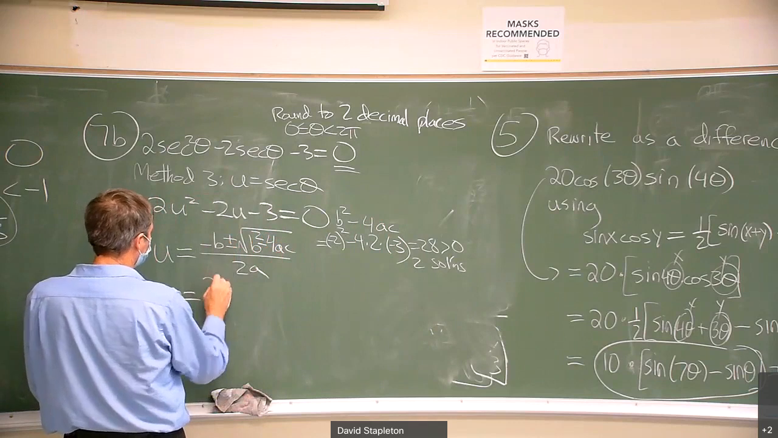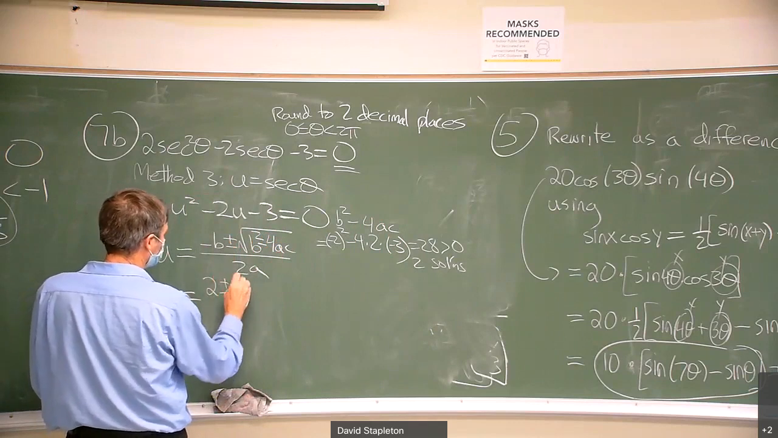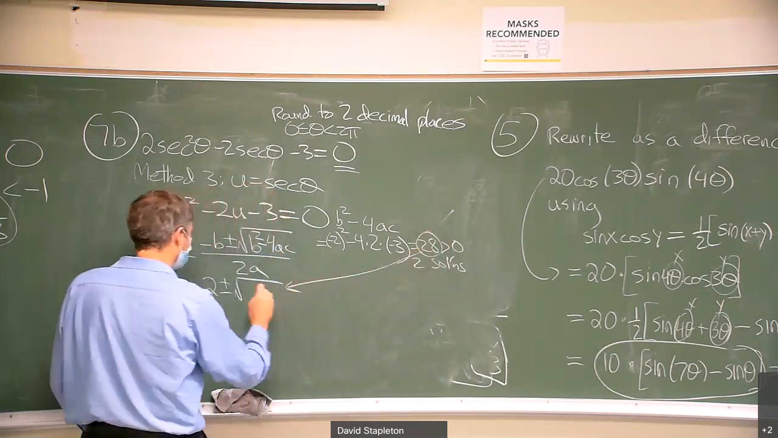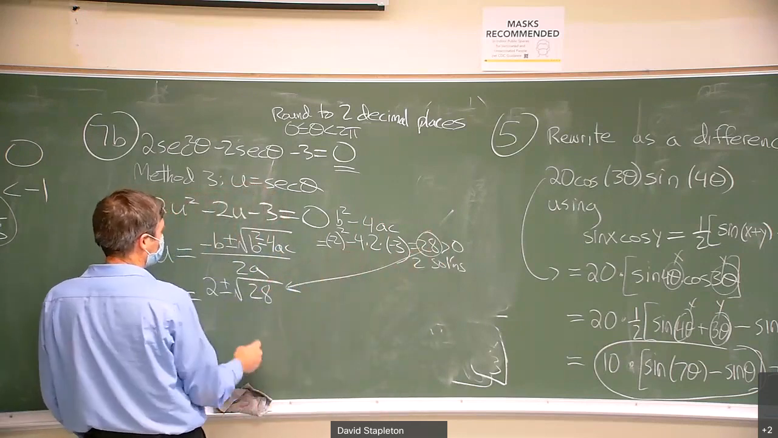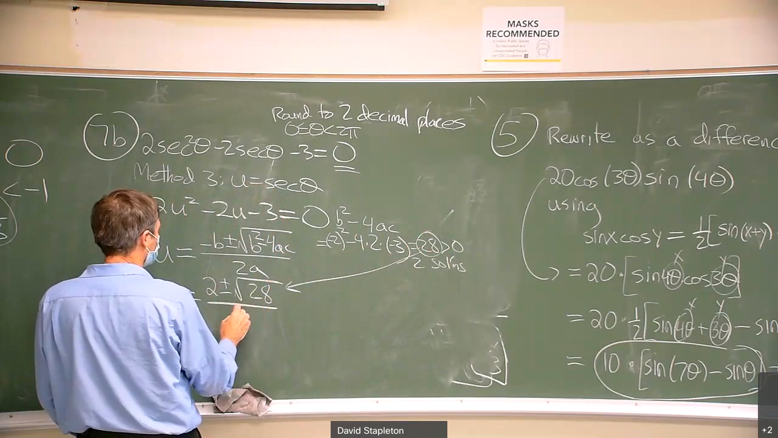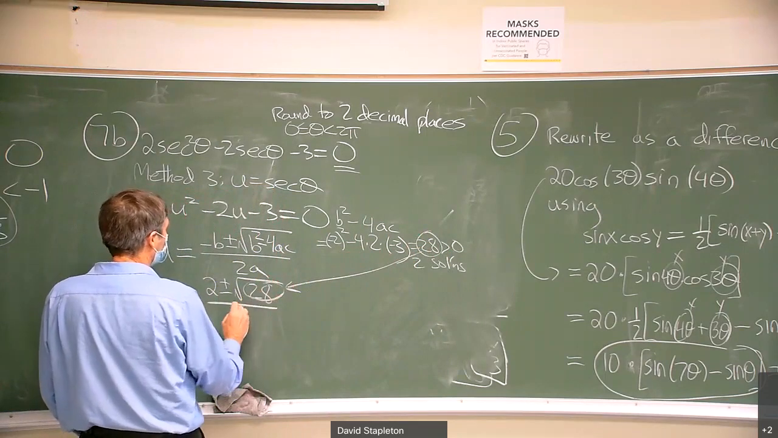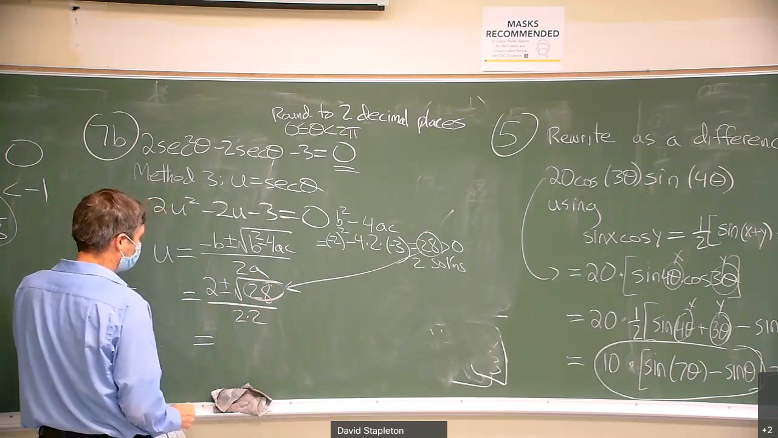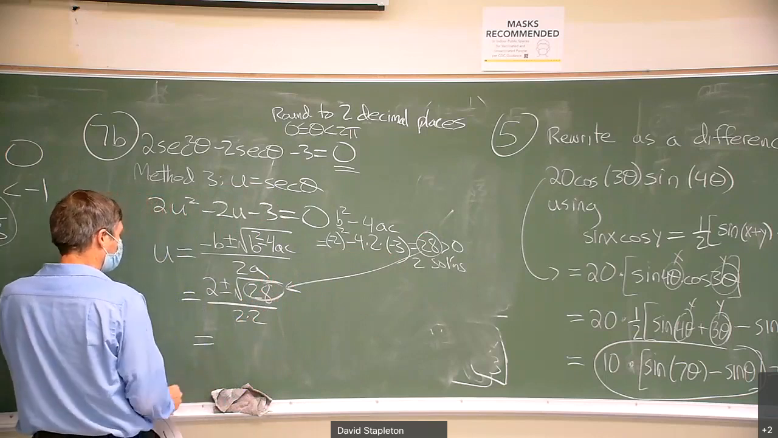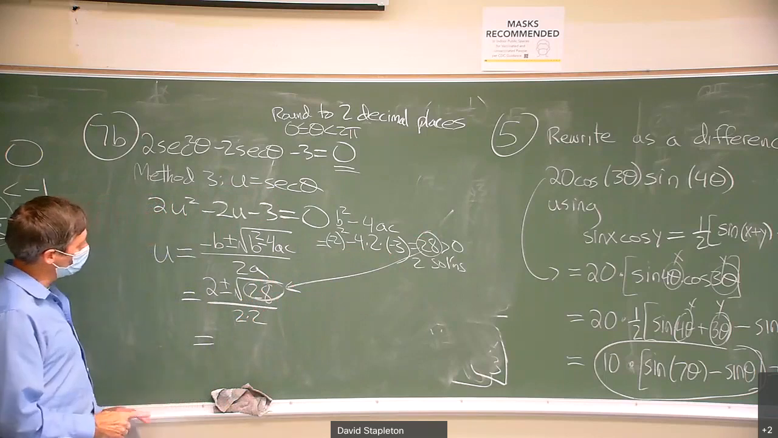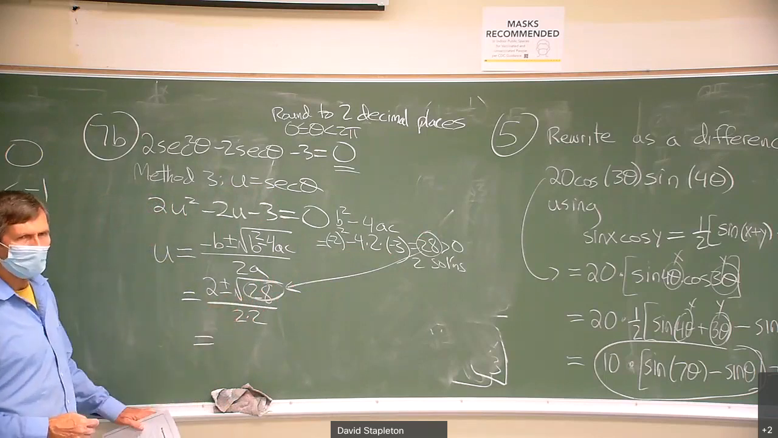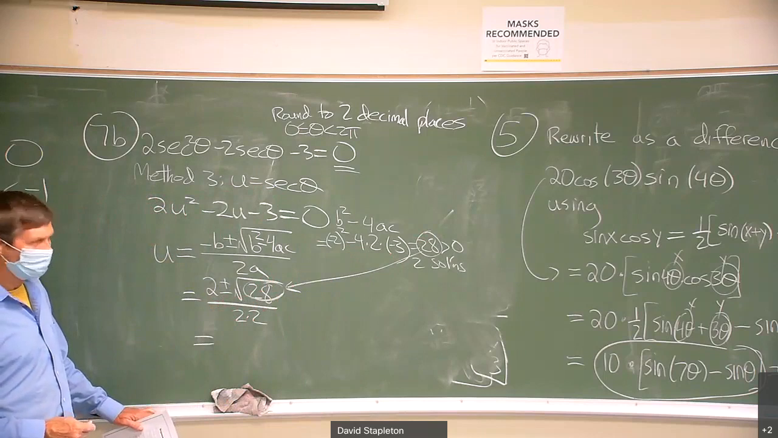Minus b is plus 2, plus or minus square root. Oh, wait a minute, I already did b squared minus 4ac over here, right? 28. So if you check it ahead of time, you can just put it in. All over 2a, 2 times 2. Gives me, well, I don't want to write 2 plus or minus square root 28 over 4. Why not? Because you're just going to reduce.